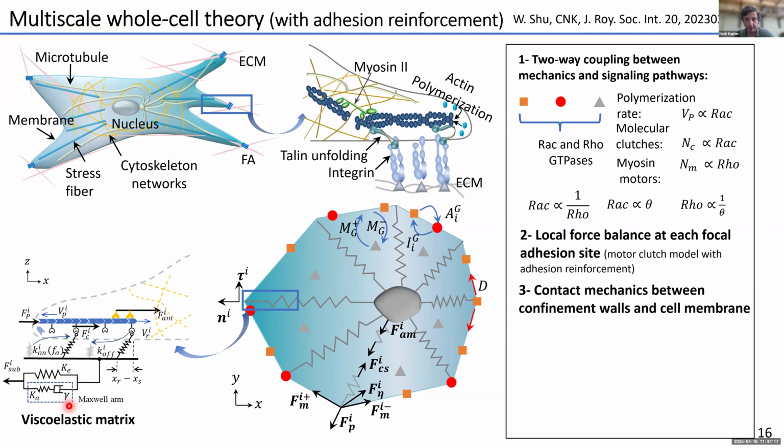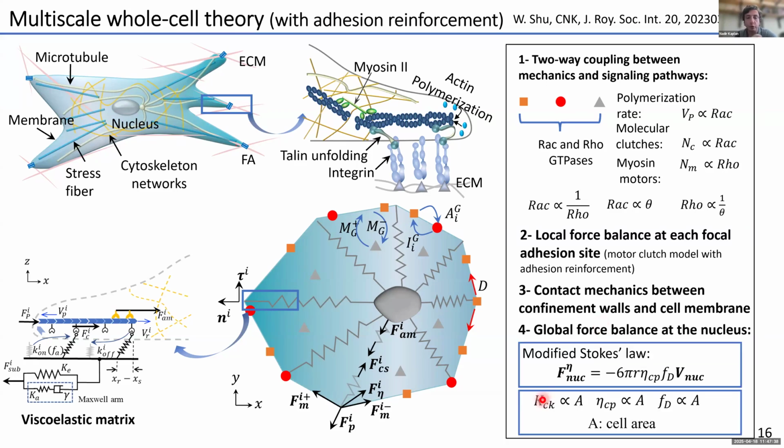So there's going to be a local force balance at each focal adhesion site again. But now the difference is that the modern clutch model considers the adhesion reinforcement effect. We will also take into account the contact mechanics, so I will also present some confinement results between the cell and the confinement walls. But importantly now, to consider the non-local effect, I'm going to hypothesize the following.